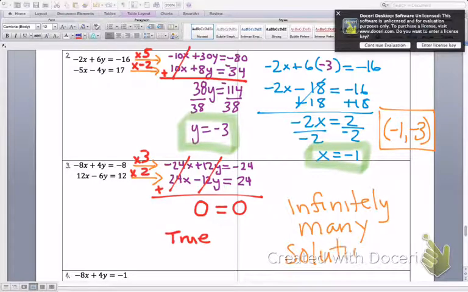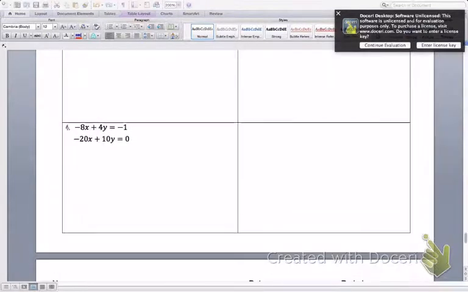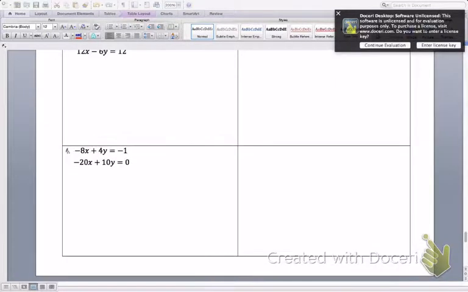All right, we have one more to go. I'm going to clear this out. See if you can try it out on your own and then come back and check for it. All right, last problem. So let's look at our equations. What are we going to multiply these by?